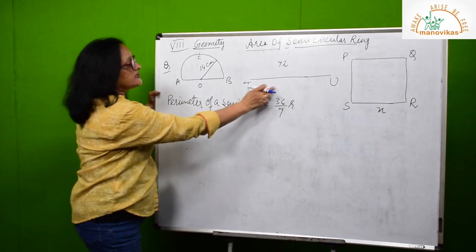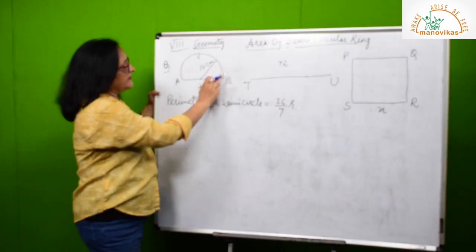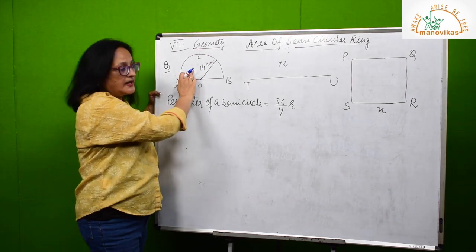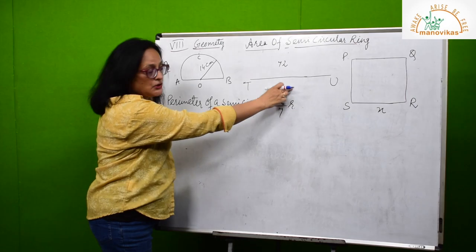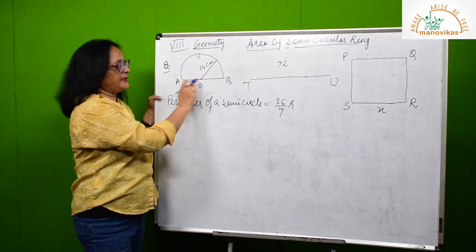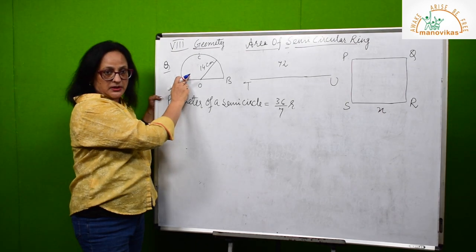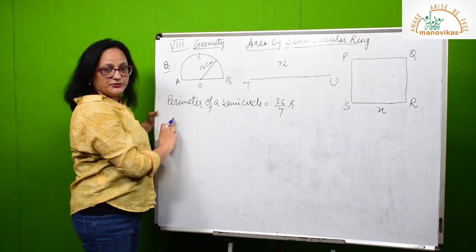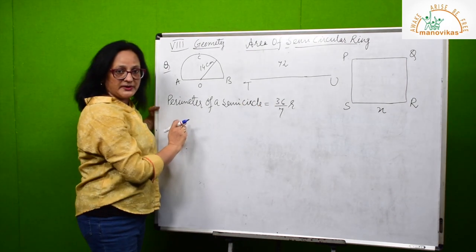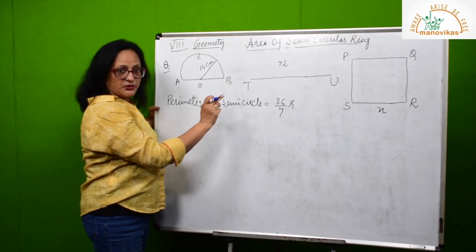Similarly here also the same length is used. So the perimeter of this semicircle is equal to the length of the wire. To find the length of the wire, we have to find the perimeter of this semicircle. And you know the formula for the perimeter of the semicircle. I gave you the simplest form of the formula when pi is given as 22/7.